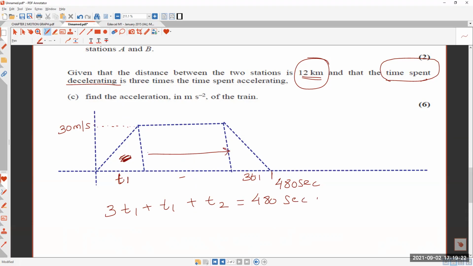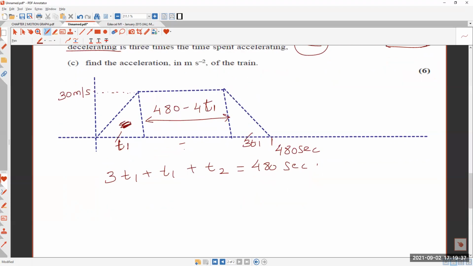The whole time is 480, right? From there your 4t is getting cancelled, so it's going to be 480 minus 4t1. So instead of t2 can I write 480 minus 4t1 plus 480 minus 4t1. Here the 40 is cancelling, and I don't have to write this equation anymore.